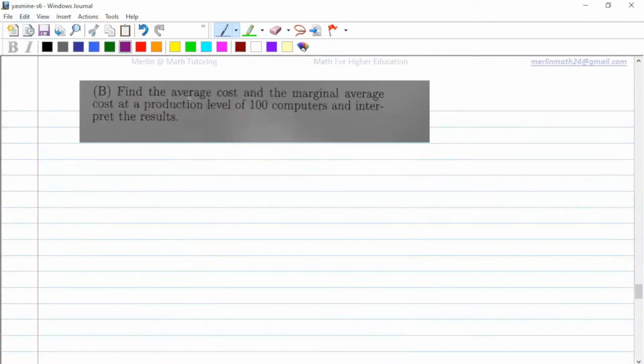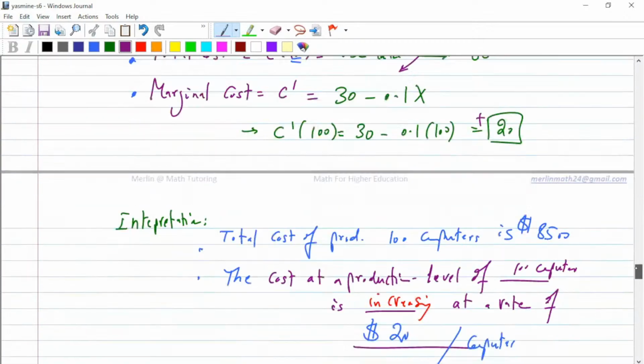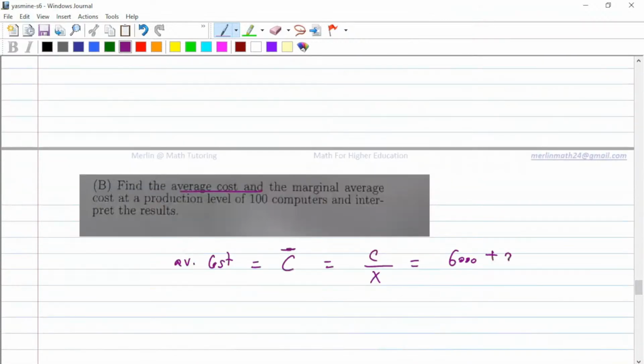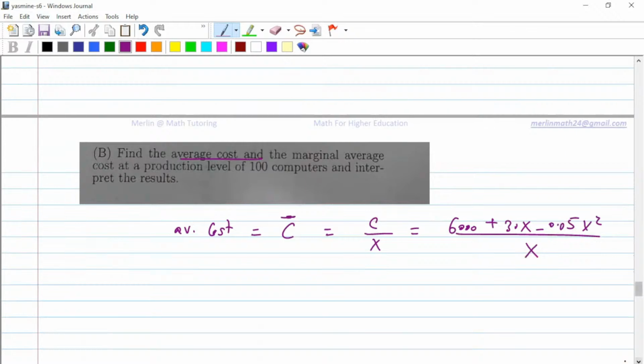Now the average means average, as you do average of your grades or marks. Okay, so the average cost, how do you represent the letter name? C bar, which is C divided by X. Now you have C bar. You have your C to be how much? Just copy it. It is 6,000 plus 30X minus 0.05 X squared, divided by X, right? Yeah.